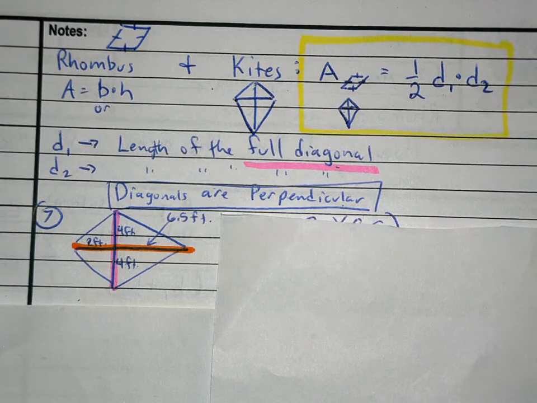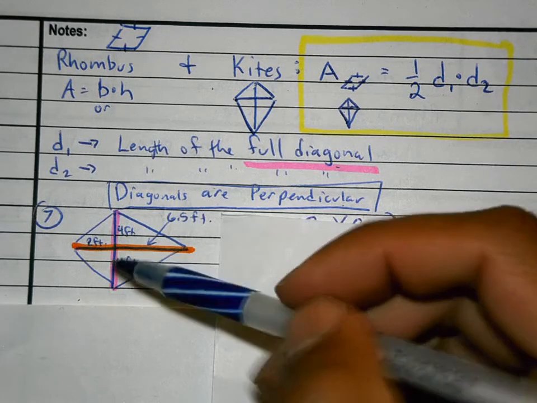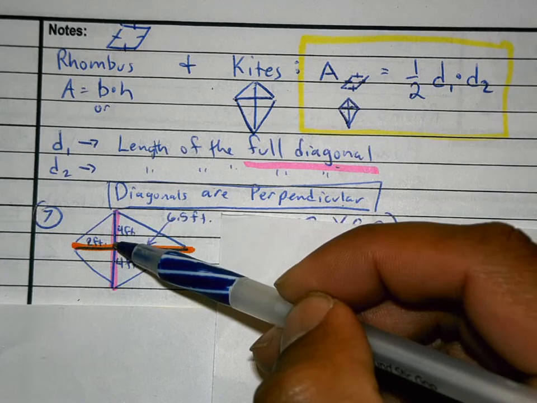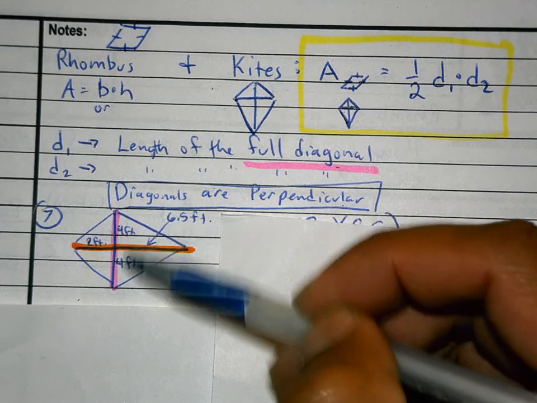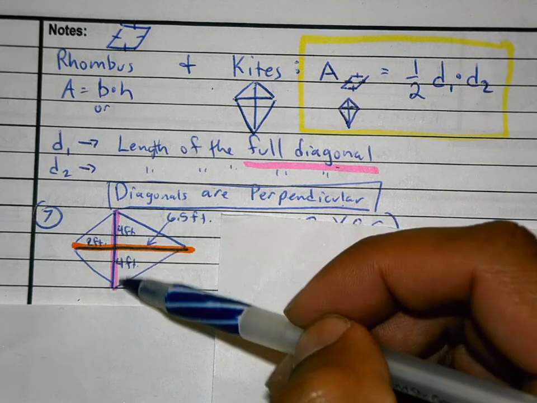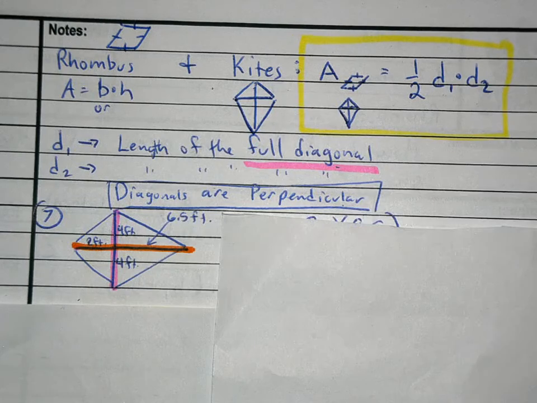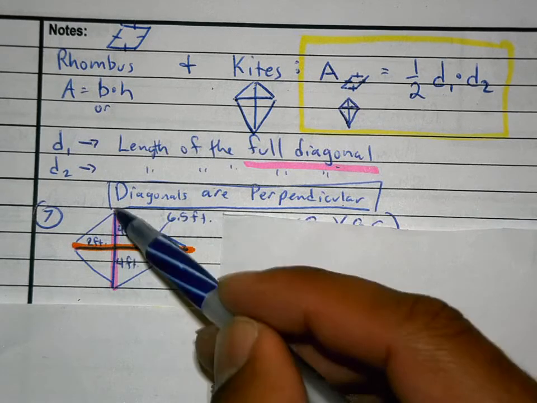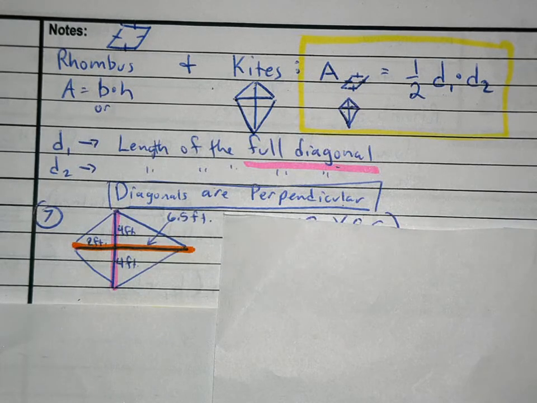So how do they try to trick you? Sometimes they're going to give you a piece and they're going to say this piece from the center to this corner is 4 feet and from the center to the other corner is 4 feet. That's not the full diagonal. The full diagonal is from here all the way to here, so you're going to have to do some addition sometimes in order to figure out what the diagonal is.